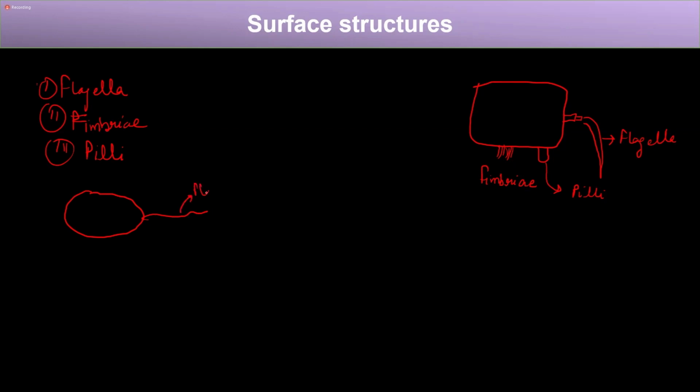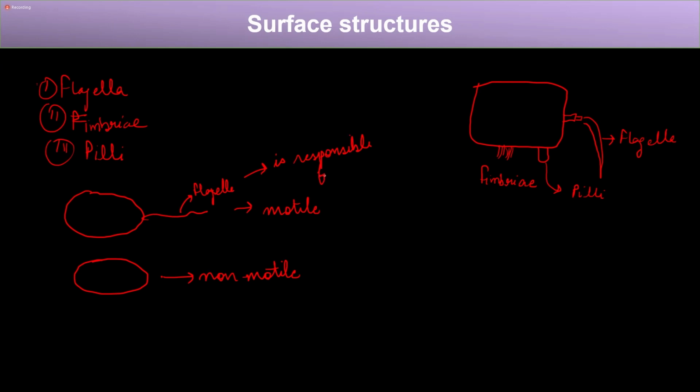Now, if you see a bacterium under a microscope and it has a structure something like this, this is flagella. If a bacterium has flagella, it is called a motile bacterium. Now, if a bacterium does not have any long surface structure, then it is called non-motile. So with this we understood that flagella is responsible for the motility of a bacterium.